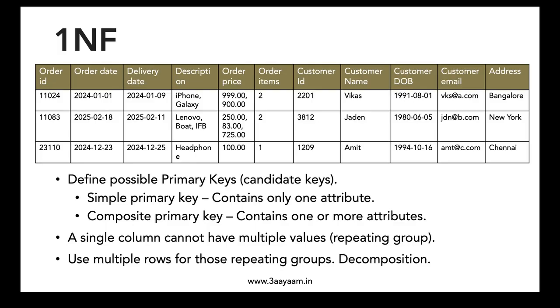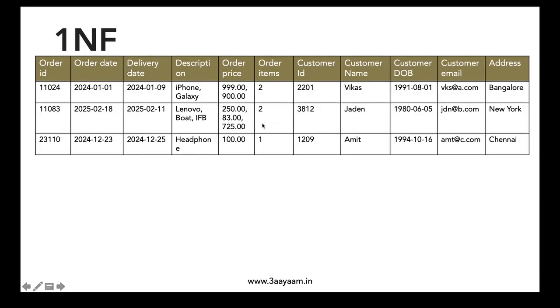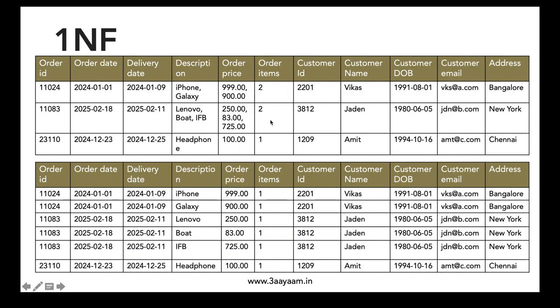Then the most important one is that a single column cannot have multiple values or repeating groups, which we have in this particular data. So we'll have to decompose this data and use multiple rows to keep those values. How do we do that? Again, we have this same table, and I'll break this single row into two rows because we have two values. This row would be broken down into three rows because these have three values, and the third row will not be broken down further. So this is how it would look.